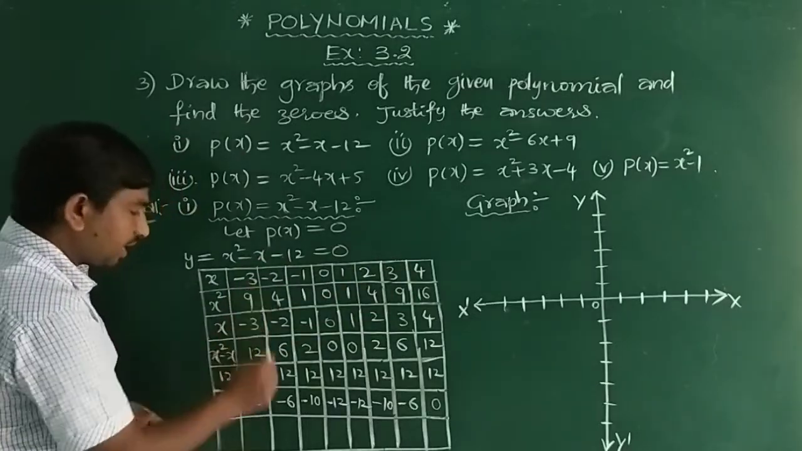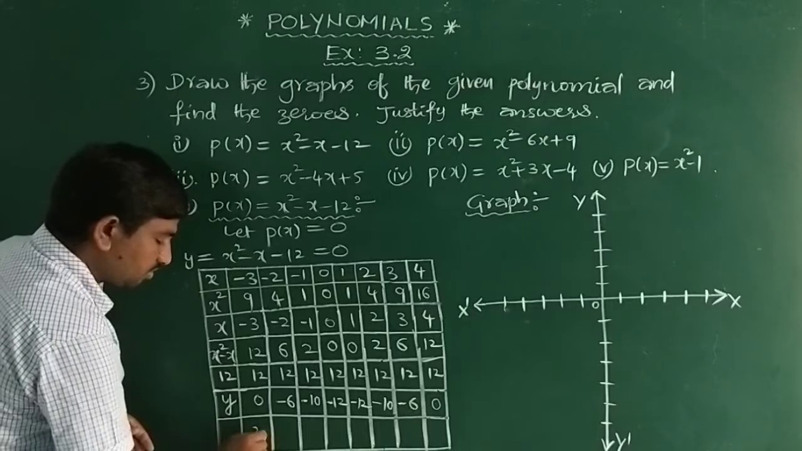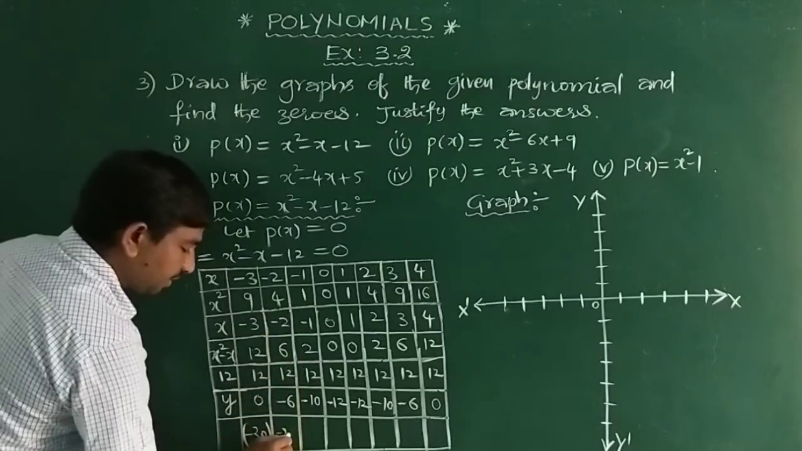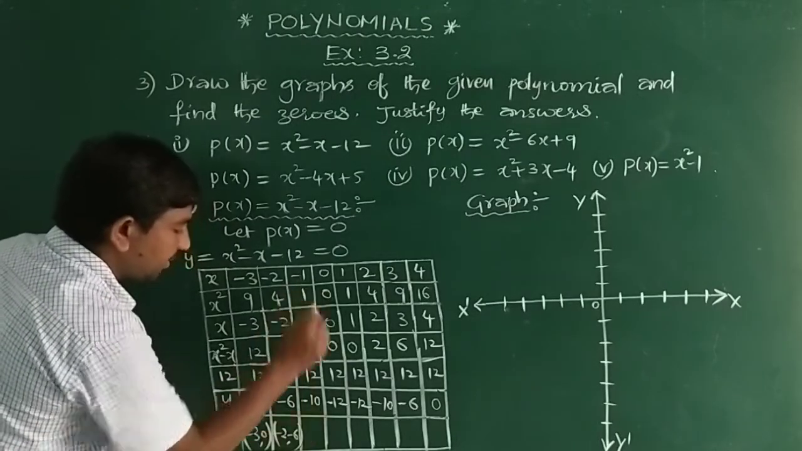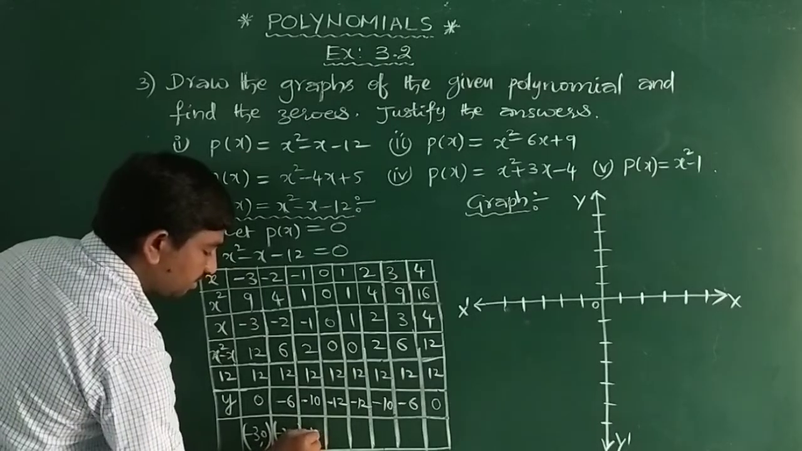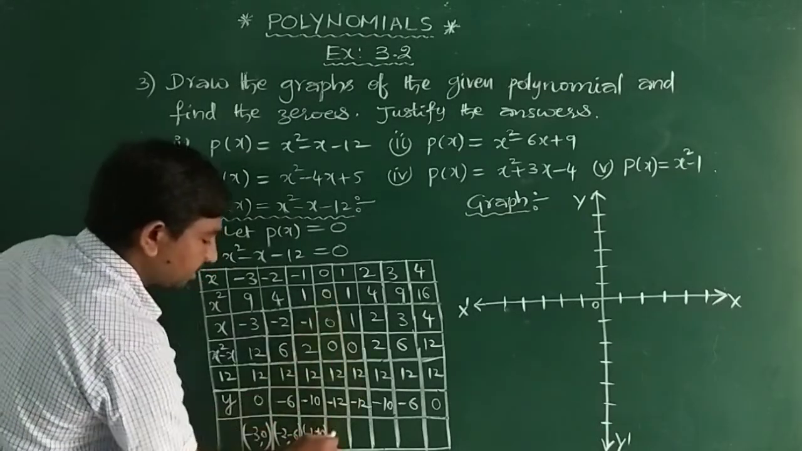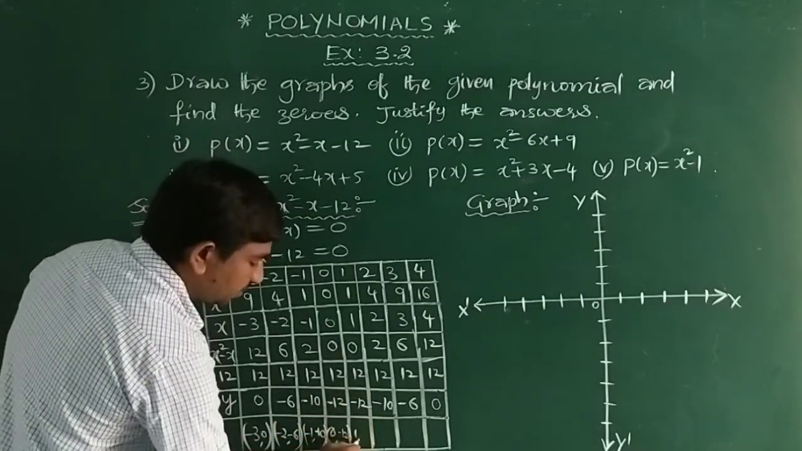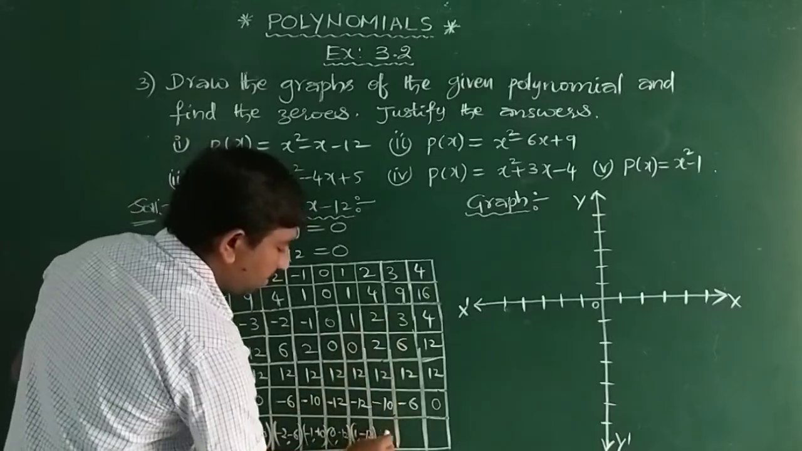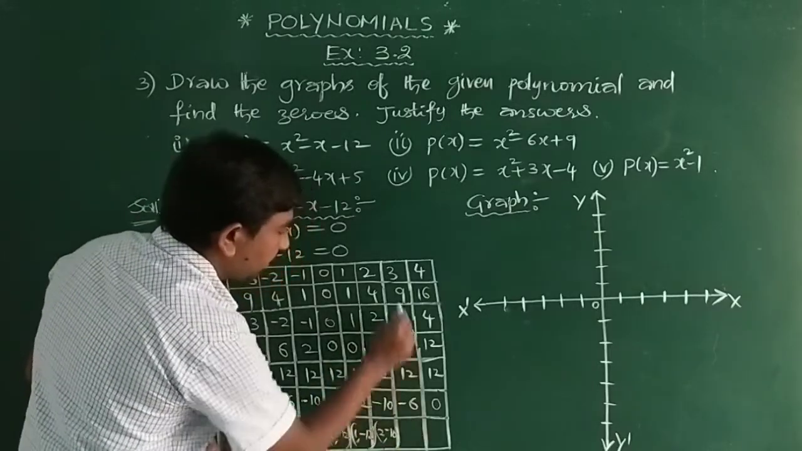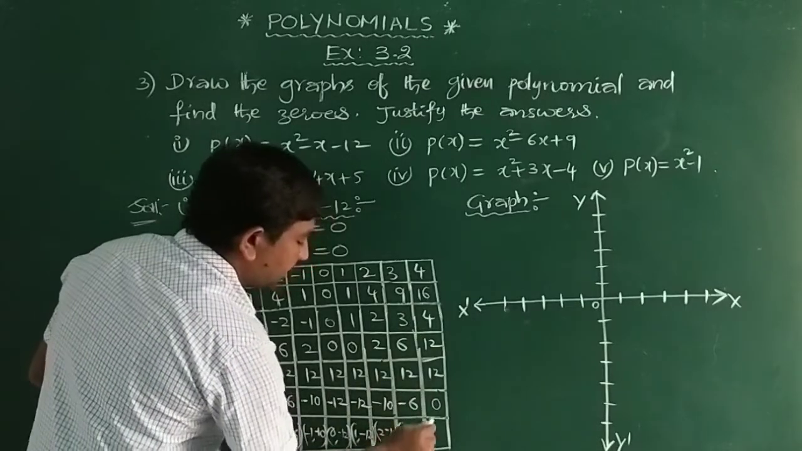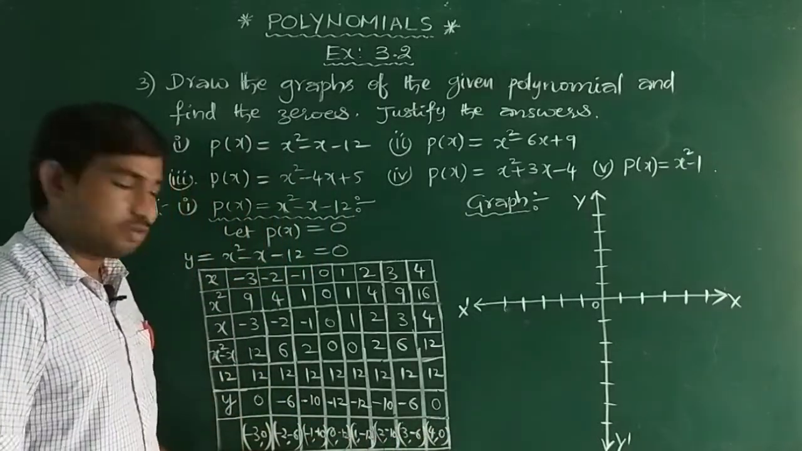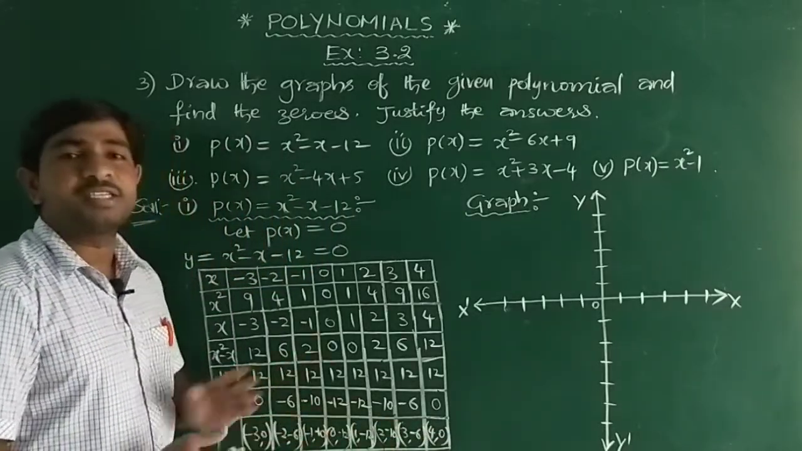So see here, what are the ordered pairs? Minus 3 comma 0 is one ordered pair, then minus 2 comma minus 6, minus 1 comma minus 10, 0 comma minus 12, 1 comma minus 12, 2 comma minus 10, 3 comma minus 6, and 4 comma 0. See, 4 comma 0 and minus 3 comma 0 are the zeros of the given polynomial.